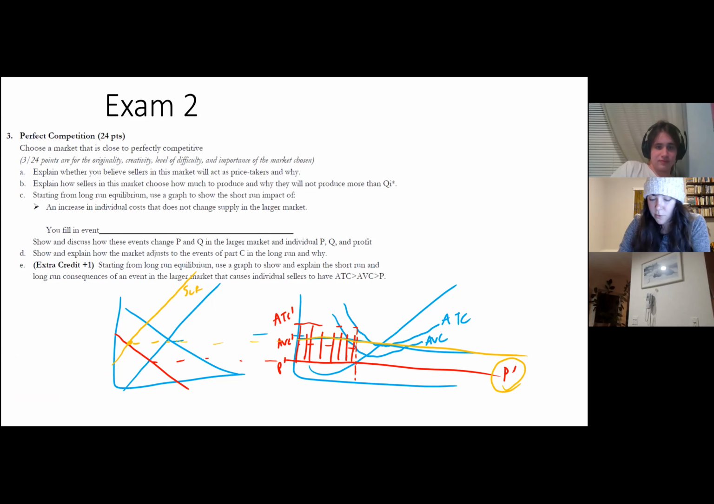Now, this individual might be one of the ones that sticks around and waits for their price to go back to where it started, or they might be one of the ones who exits in the short run or in the long run. But for the average person left in the market in the long run, things go back to where they started.